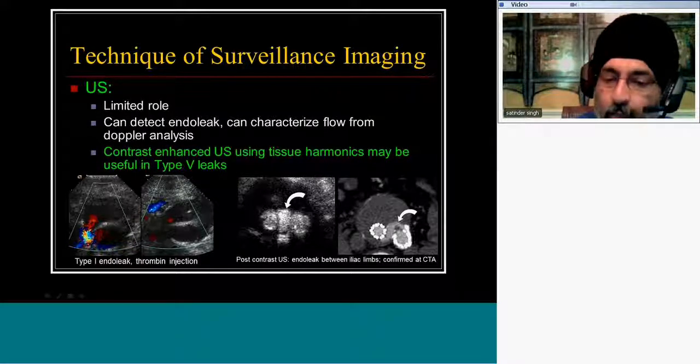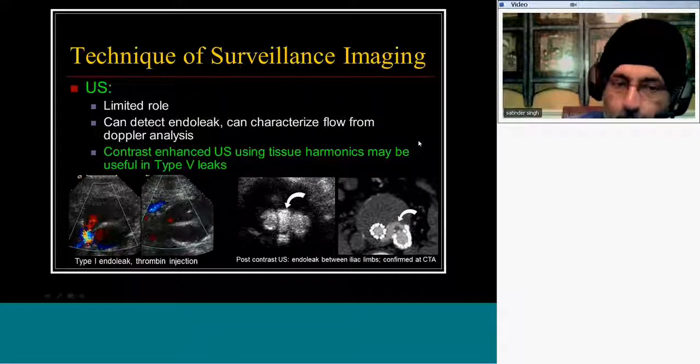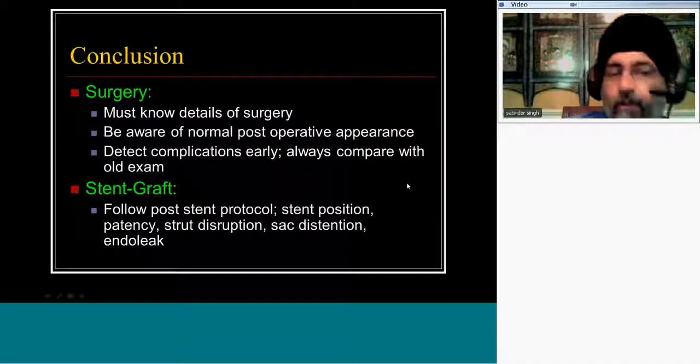Sometimes you can do a contrast study. Here's an example from the literature. Two limbs of the aorta and the contrast is leaking out, showing the leak. And actually, people have shown that contrast-enhanced ultrasound using tissue harmonics may be quite useful for the type 5 endotension leaks, which are difficult to detect.